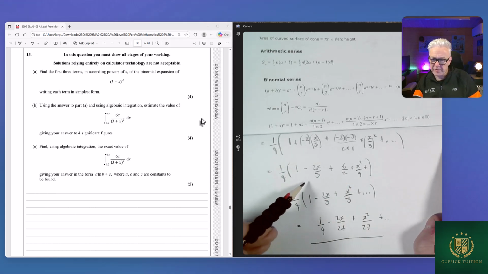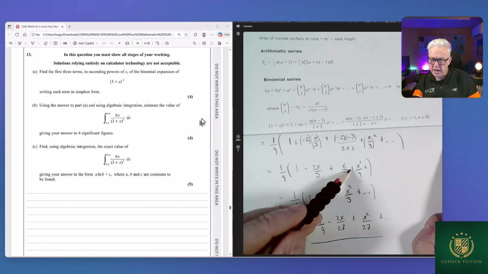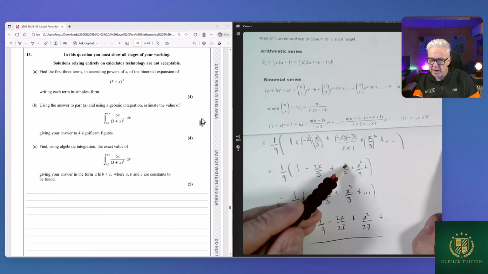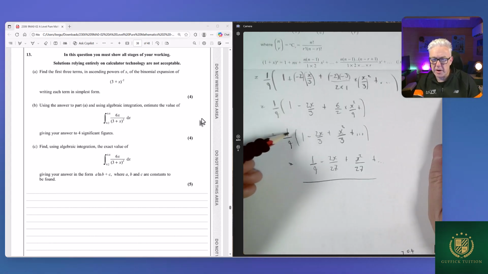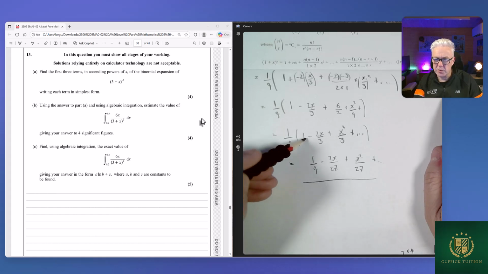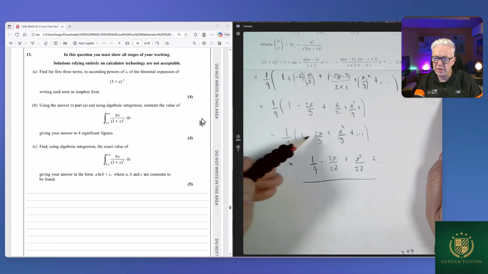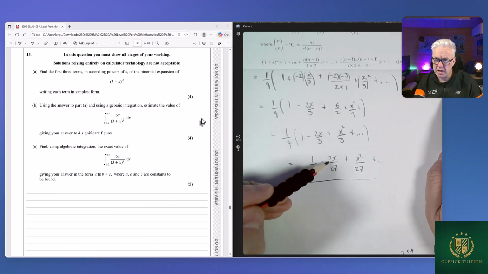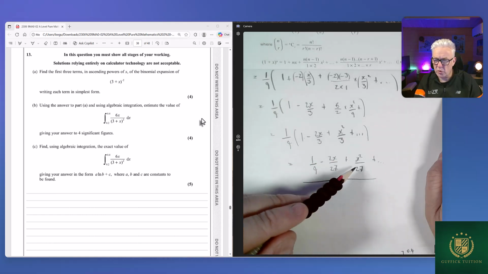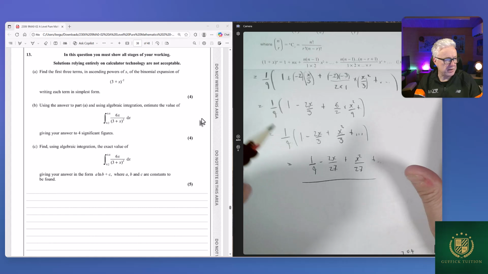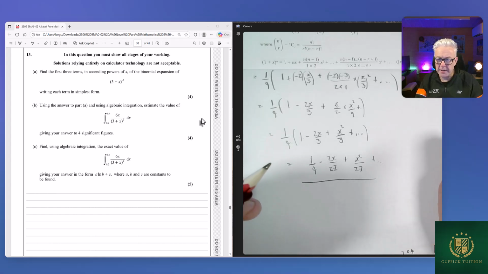Then we can simplify where necessary. Yes, this 6 over 2 is 3, and 3 over 9 is a third. Then finally we just expand the bracket now. So a ninth times 1 is a ninth, times 2 over 3 is 2 over 27, and a ninth times by a third is 1 over 27. So that's our answer for part A.